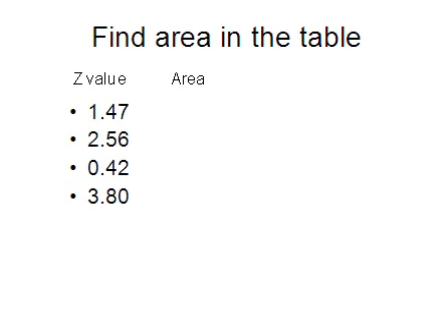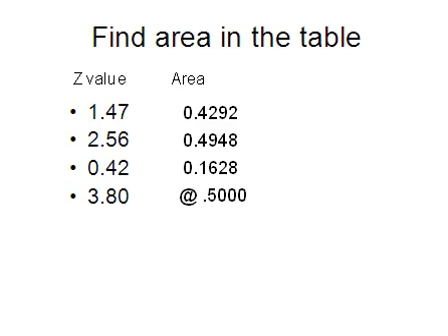All right. What you should have been able to find is 1.47 is 0.4292. 2.56, 0.4948. 0.42 is 0.1628. 3.8 is not in the table. And that's because when you go 3.8 standard deviations above the mean, the value is so small, it's so close to 0.5 that we just say basically it's equal to 0.5.